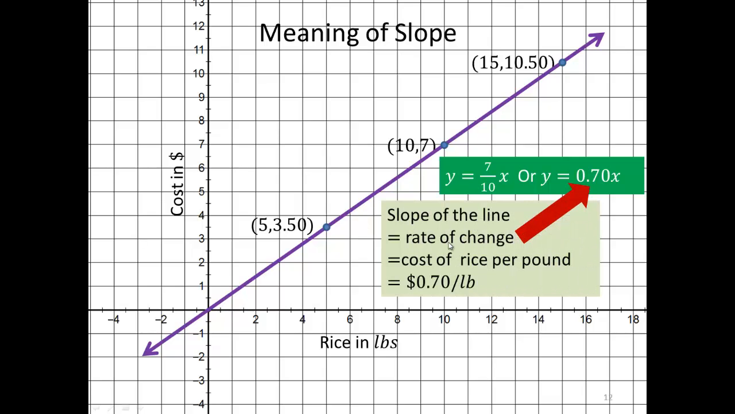So slope of the line is rate of change. It's the cost of rice per pound, right? We said it's the change of the y-coordinate per unit quantity of x. Or we can also think of it as that it costs you 70 cents per pound of rice. Those are all the different interpretations of slope.